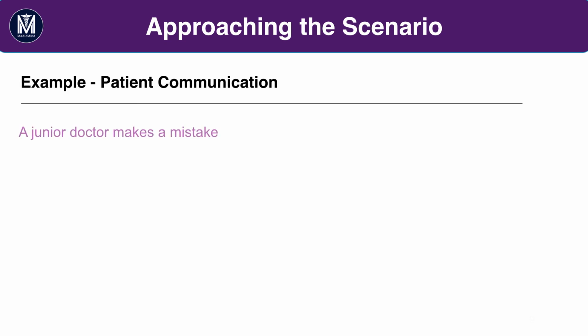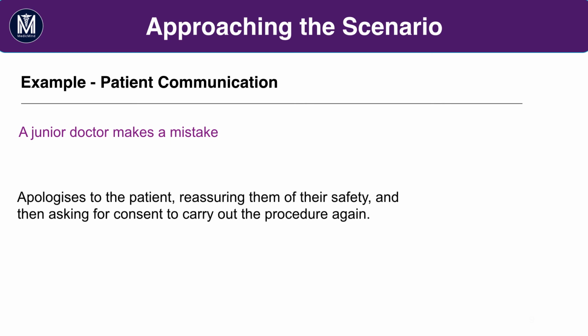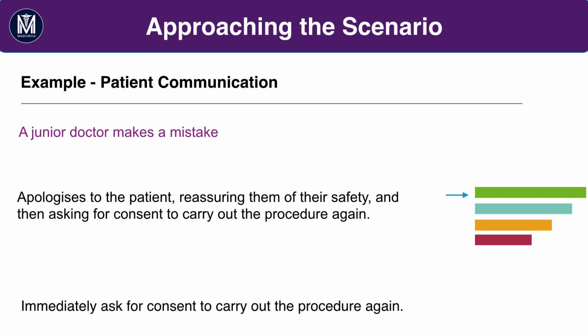An example. A junior doctor makes a mistake. Whenever a junior doctor makes a mistake or a medical student makes a mistake, it is vital to apologize to the patient and reassure them of their safety. This will be a very appropriate thing to do. But in the same domain, if they immediately ask for consent to carry out the procedure again, this will be an inappropriate but not awful thing to do. Both of these responses come under the umbrella of patient communication, but can you see how one is an optimal approach and one is an inappropriate but not awful thing to do? This is why, in each domain, remember there is only one response that could be the optimal approach.